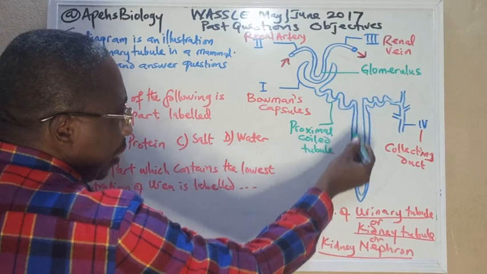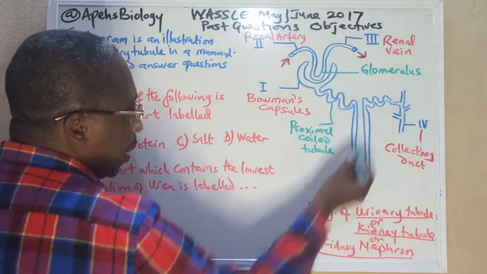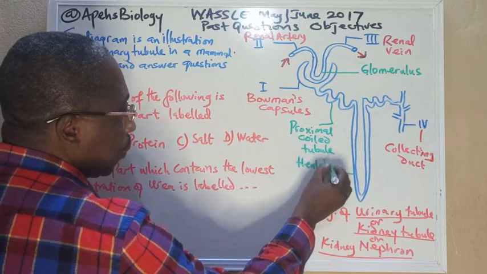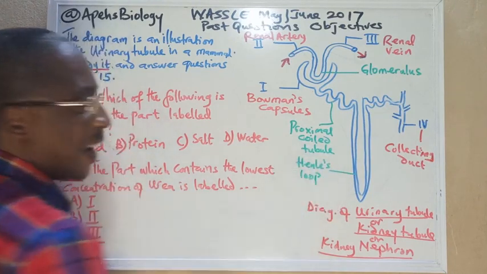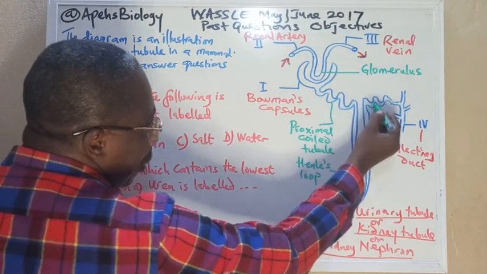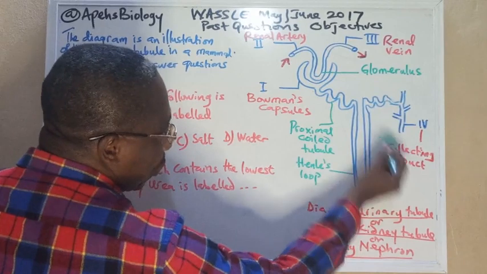Then it enters a U. It forms a U tube here, like a U-shaped tube. That U-shaped tube is called Henle's loop. Some call it the loop of Henle. Okay. Now the other side, you notice that the coiled tube continues before it reaches the collecting duct.